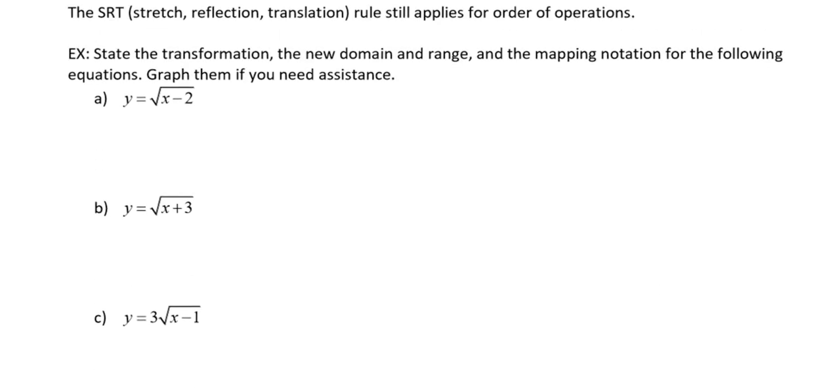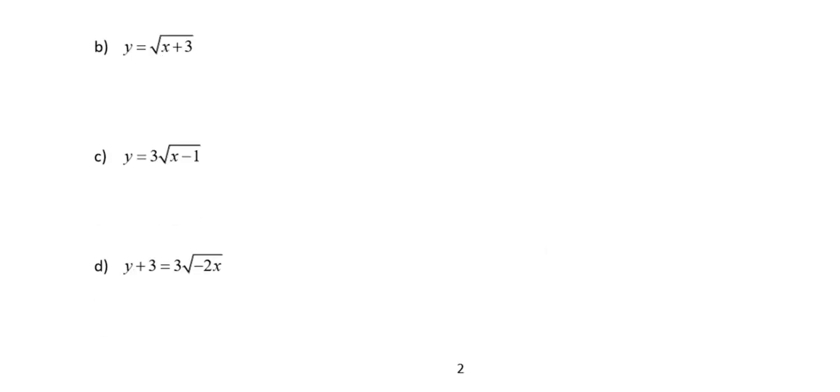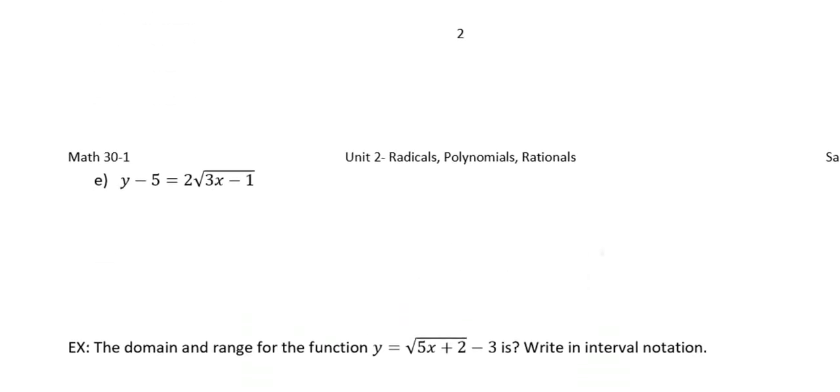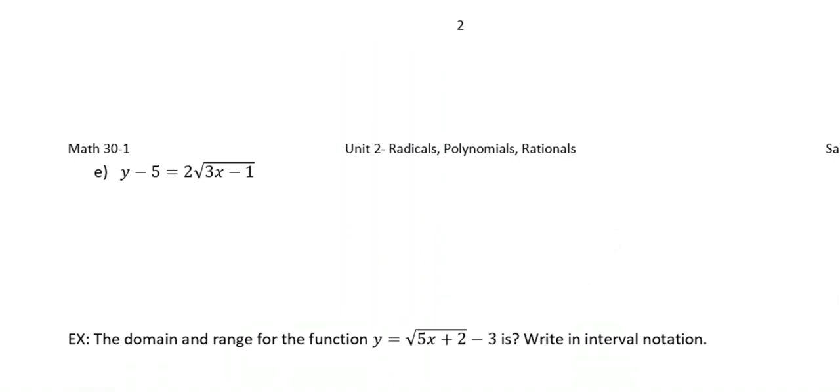So it says, state the transformations, the new domain and range, and the mapping notation for the following equations. Graph them if you need assistance. I'm going to skip to maybe the tougher ones. Maybe we'll just do E to kind of remind ourselves how to do this. Okay, so we want to write out vertical stretch of, horizontal stretch of, and then mapping notation. So let's rewrite this thing just so I can see it a bit more clearly.